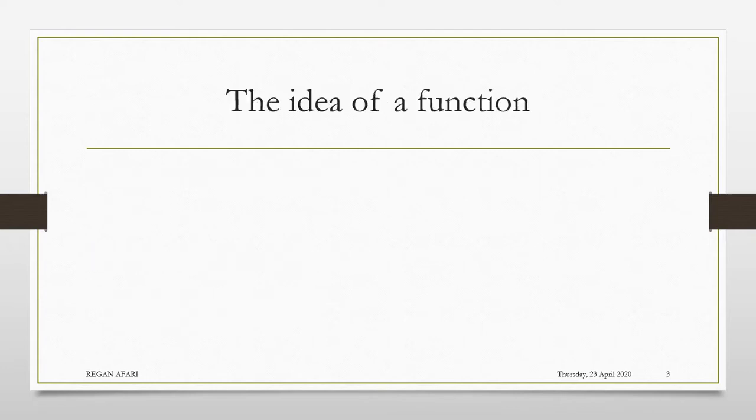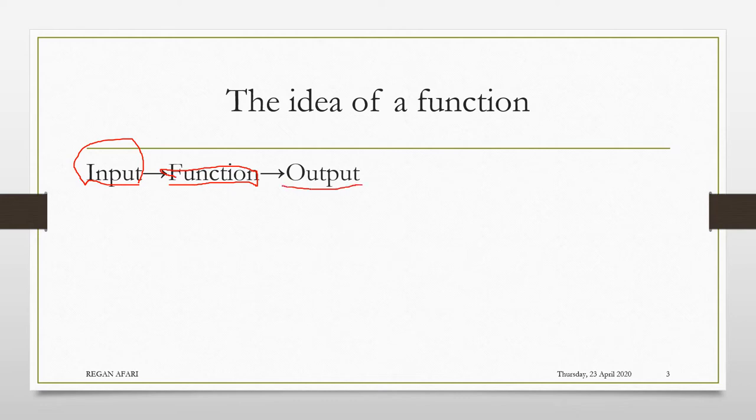So let's get started. What is the idea of a function? Think of a function as a machine. There is going to be an input, that is what you will put into the machine. Then we have the machine called the function, and then we have the output, what comes out of it. Think of a popcorn machine. You put corn into the machine and then you get popcorn. So the popcorn machine is the function, the corn is the input, and the popcorn is the output.